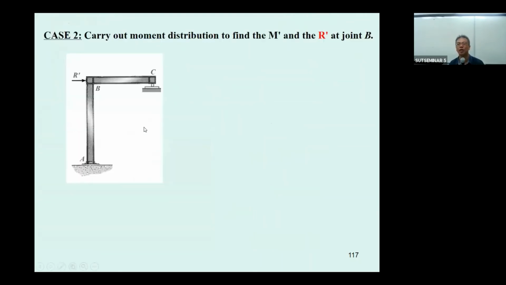Now we move to the second part. This one we assume this frame has this sidesway, and I should note that the beam has no deformation. Why? Because the beam has deformation from the previous case. This one is only due to the sidesway delta. Okay, due to the sidesway delta. And since we don't know delta, we got to assume the fixed end moment.